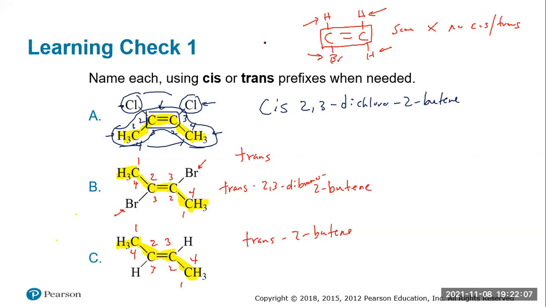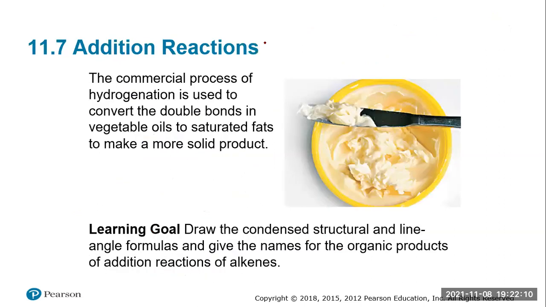Then let's actually talk about some of the reactions that these alkenes undergo. So unlike alkanes, which we talked about undergo substitution reactions, alkenes undergo what are referred to as addition reactions. And unlike substitution, where something comes off and something goes on in its place, in an addition reaction we just put two things on. So nothing necessarily comes off.